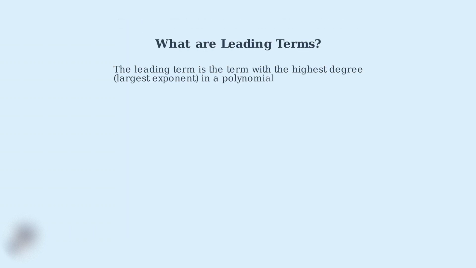Now we come to the heart of polynomial long division, dividing the leading terms. This step determines the first term of our quotient and sets up the entire division process. First, we need to understand what leading terms are. The leading term of a polynomial is simply the term with the highest degree. That means the term with the largest exponent.